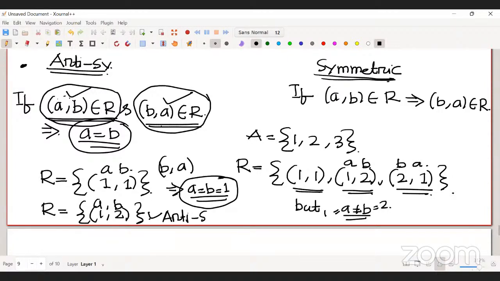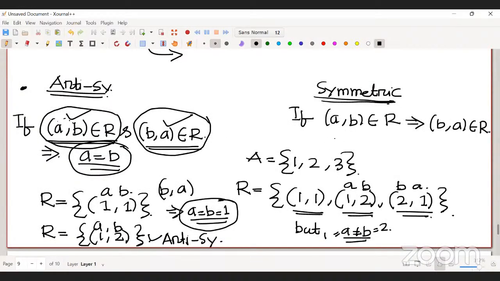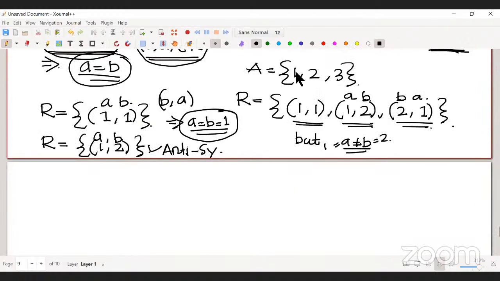Yes, I got it. But R is not symmetric. What is the condition of symmetry? Symmetry says if A comma B is in R, then you need to check whether B comma A is in R or not. Here A comma B is in R, but B comma A is not in R. That's why R is anti-symmetric but not symmetric. Okay, fine. Any other doubt?